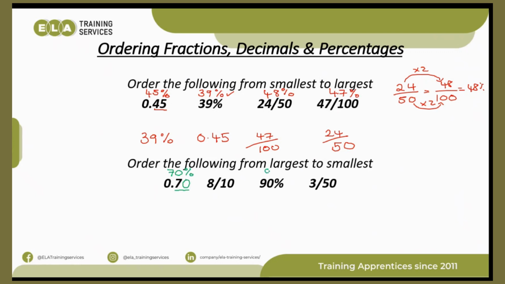We then have 8 over 10 and 3 over 50. This time we've got two fractions we need to convert, and both can be made into 100. So for 8 over 10, we go 10 to 100, times by 10. We do the same to 8, which is 80, which then becomes 80%. And then 3 over 50, we know we times by 2. So 3 times 2 is 6. So that becomes 6%.